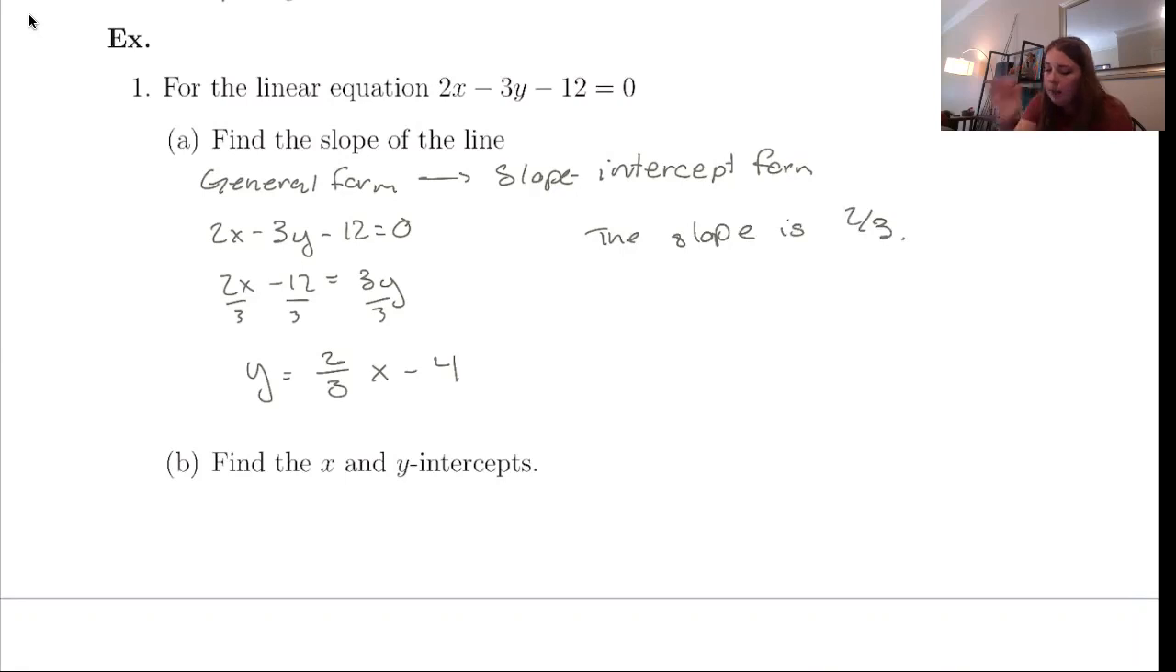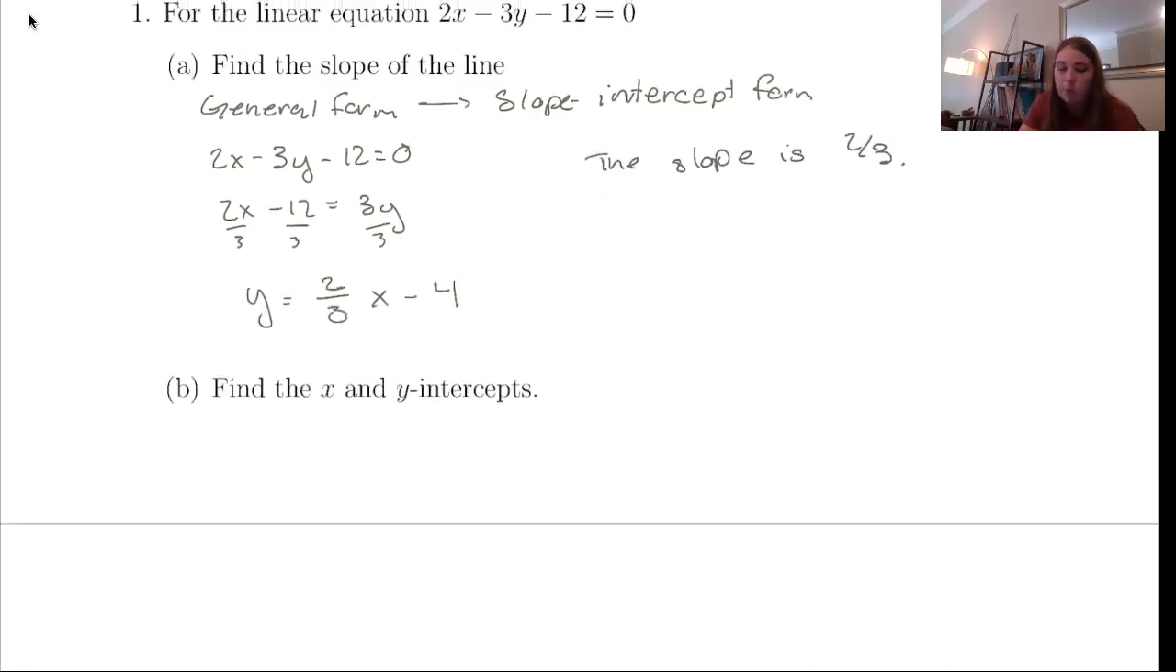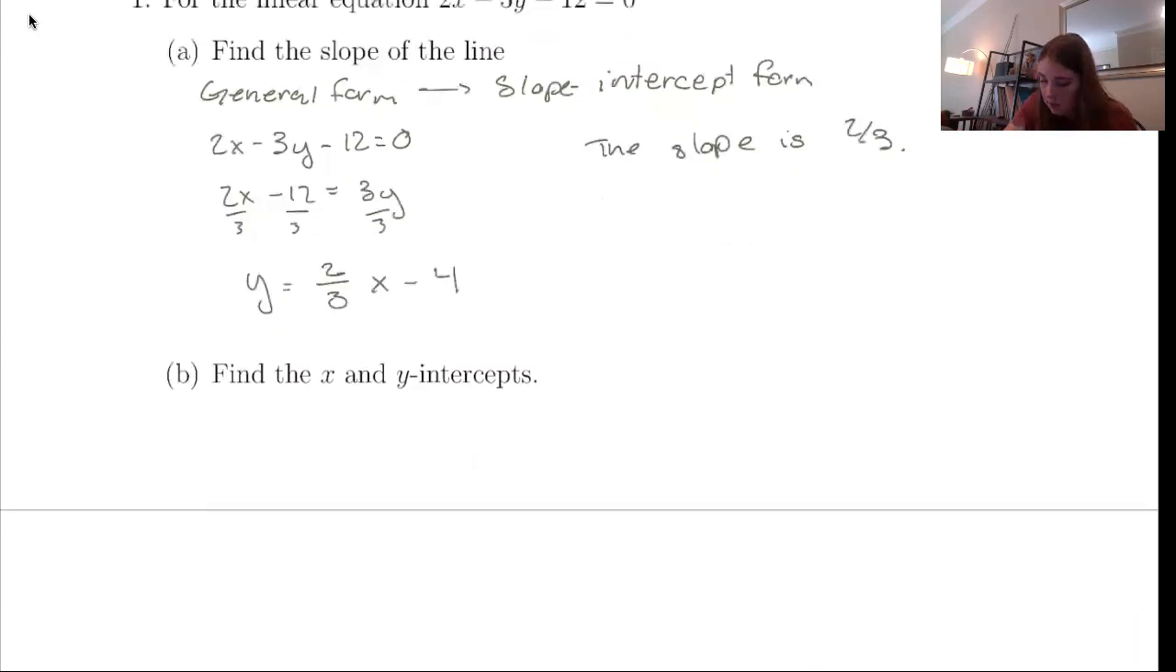Now we're asked to find the x and y intercepts, which is another reason that using slope intercept form was very useful because it also shows us one of our intercepts. Which intercept does this show? Does it show the x-intercept or the y-intercept?